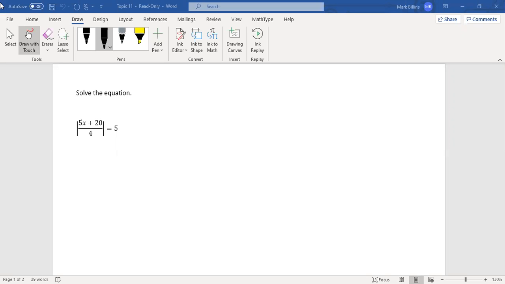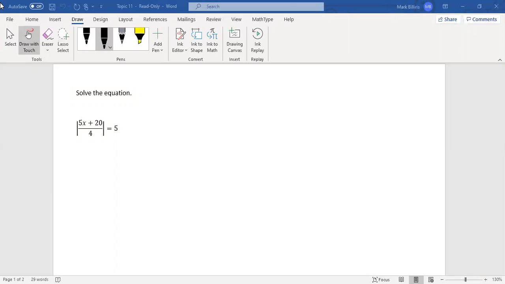So when we're solving an absolute value equation, the first thing we do is isolate the absolute value expression. In this case, it's already isolated, and make sure it's equal to a value that is greater than or equal to 0, and it is in this case. So now to solve, we have two solutions.